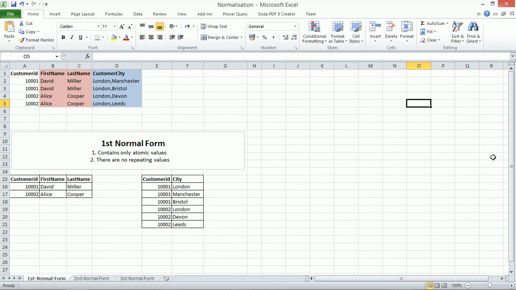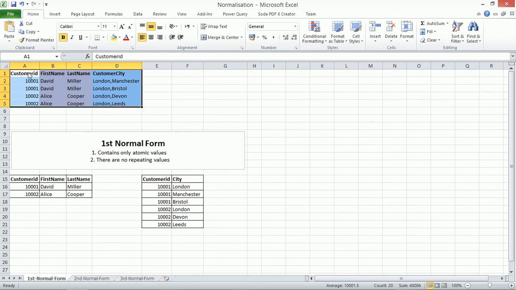So let's get started, and let's discuss the first normal form. The first normal form says that the attribute should only contain atomic values, so there should not be any multi-value attributes, and also there should not be any repeating values in your data structure.